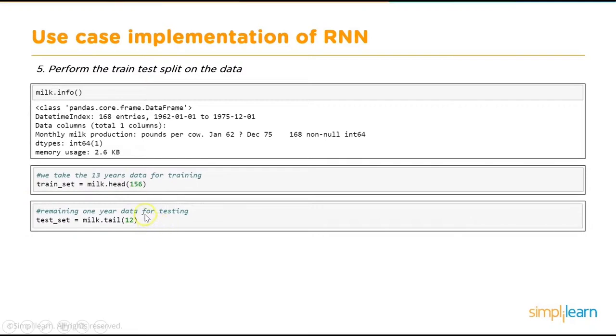But at the same time, we train the model for 13 years of data. And for the 14th year, we will ask our model to predict and then compare it with this known value so that we know how accurate our model is. I hope that makes sense. Okay. So that's what we are doing here. 156 is nothing but 12 into 13. On a monthly basis, we get the data.